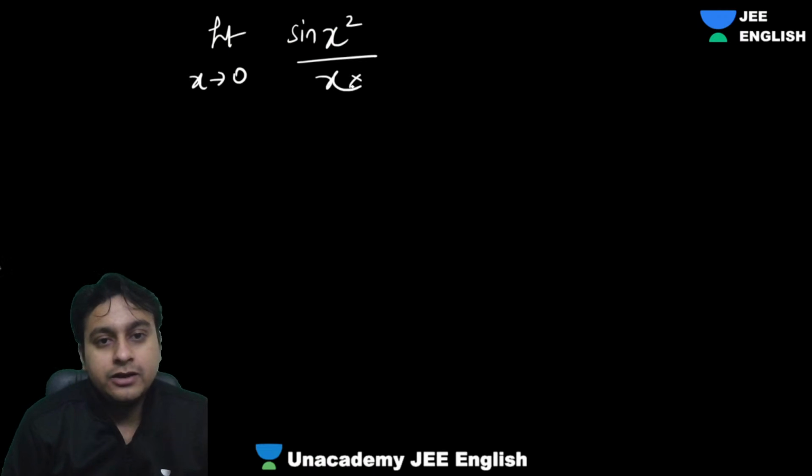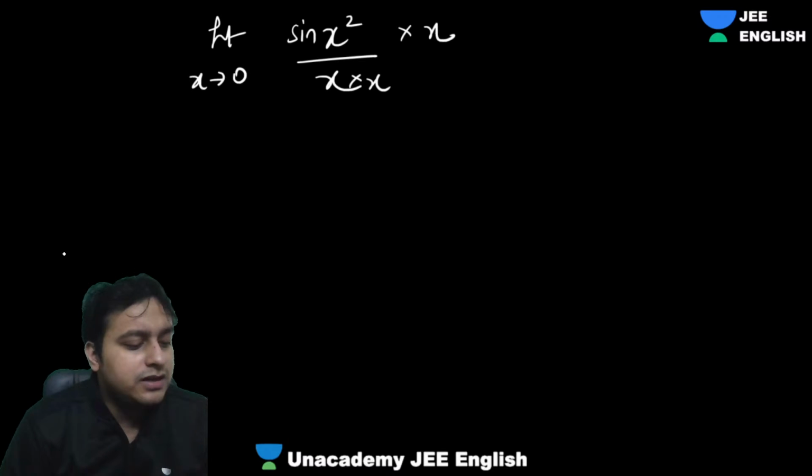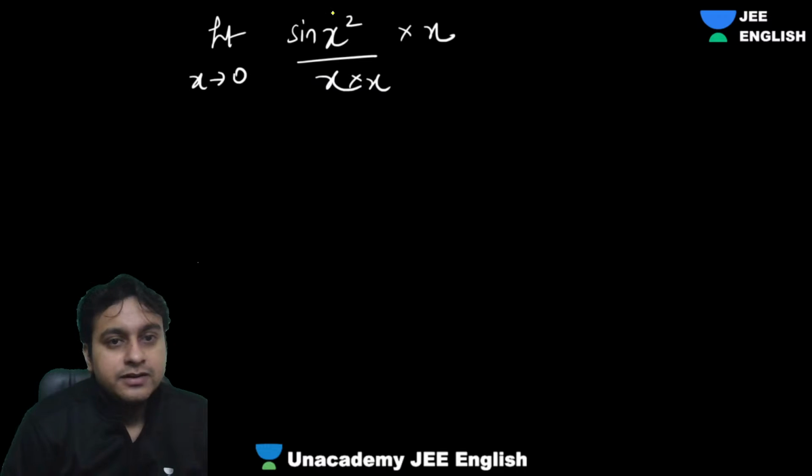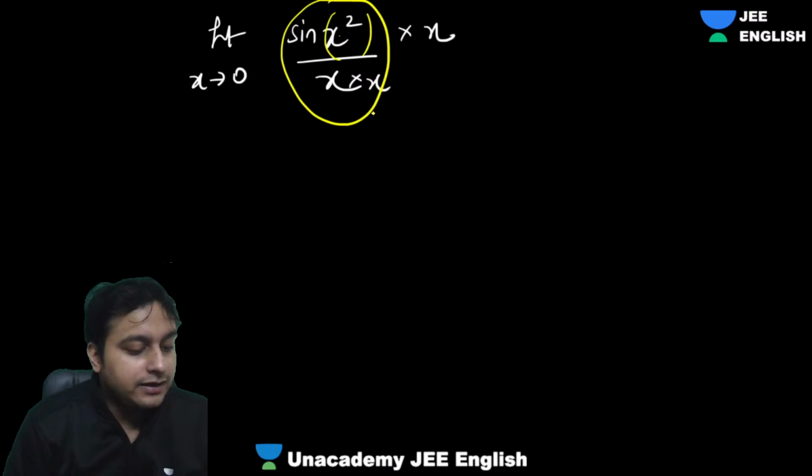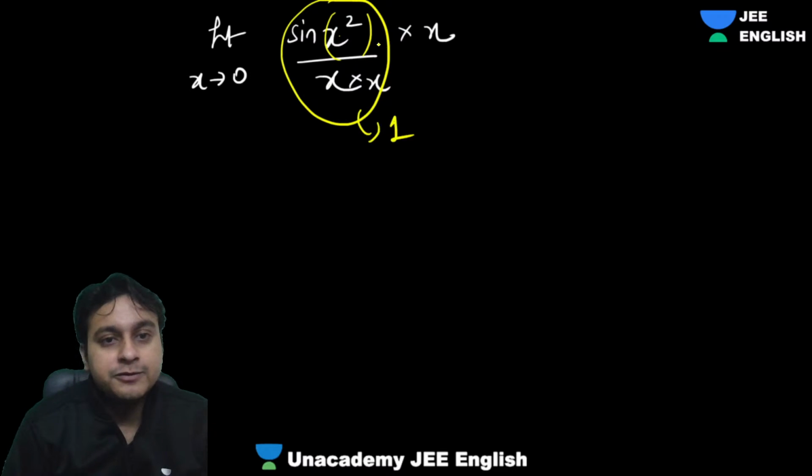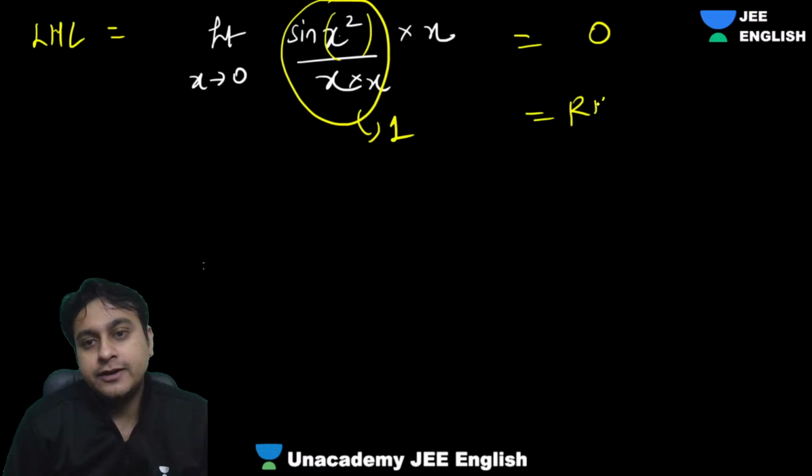Right? So what is the need to apply L'Hospital? Multiply by x square and multiply by x. Why to do L'Hospital? Easy. This will be 1 guys. Sine something by something is 1. It's only left with x. So can I put x directly? Yes, 0. That LHL is now coming equal to RHL, right? So it is continuous.